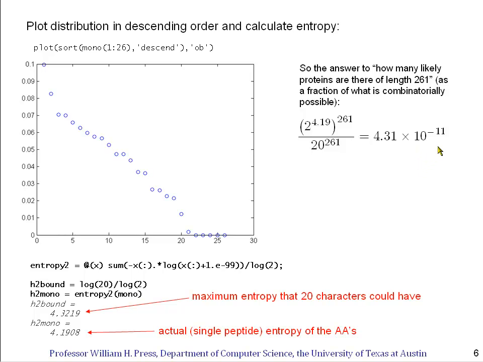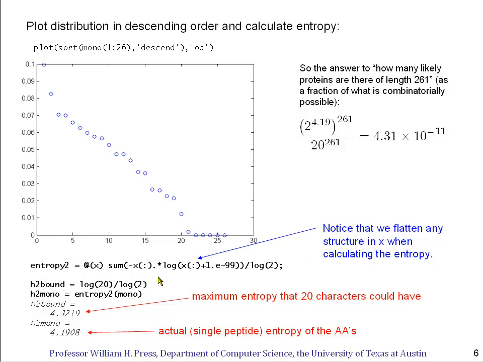In other words, only a few parts in 10 to the 11 of the possible space of all possible proteins are actually used by life, because not every random sequence of amino acids can yield a functioning protein. Another way of saying this, if you generated a random sequence of 261 amino acids, it would be very, very easy to tell by looking at its distribution of amino acids that it was not drawn from the human genome.